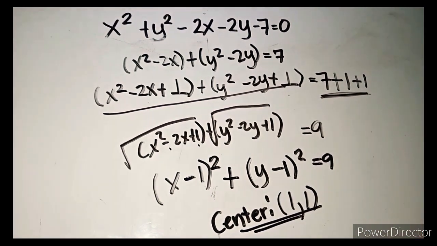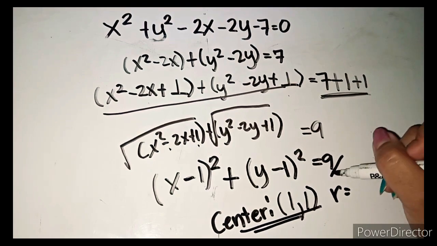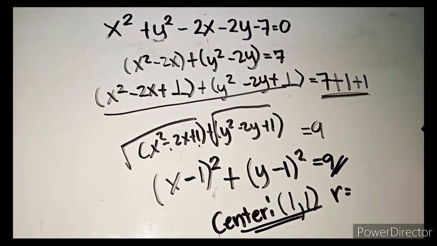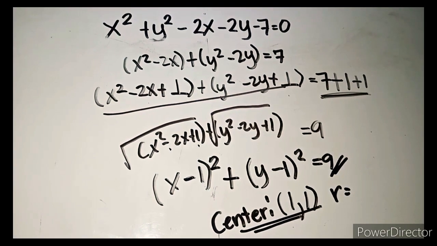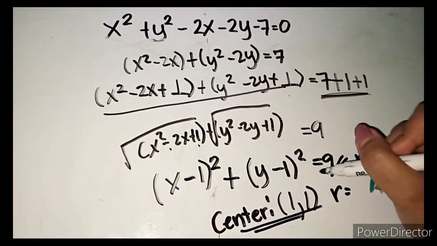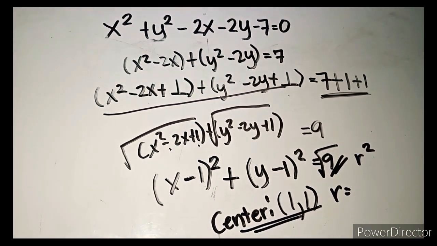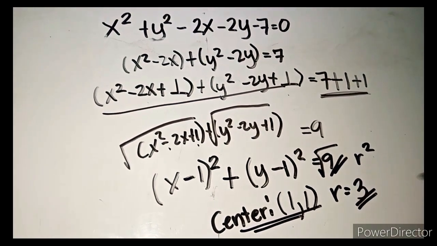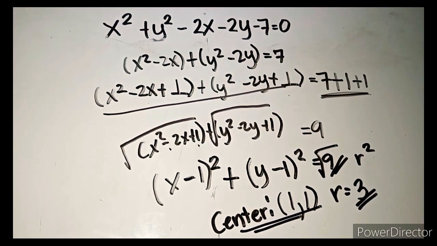Okay? How about the radius? Okay. So, for the radius, hindi po siya 9 na agad. Okay? Kasi kung babalikan natin yung ating standard form, ito pong nasa labas na to ay r squared pa. So, paano natin makukuha si r lang? Okay? So, para makuha si r lang or si radius lang, we need to square root yung value na nasa labas ng equal. So, the square root of 9 ay 3. Okay? So, 3 is our radius.